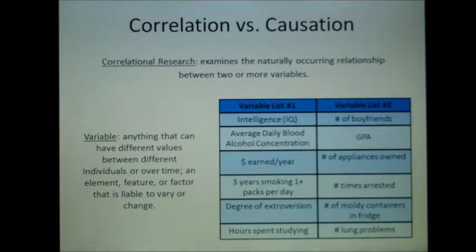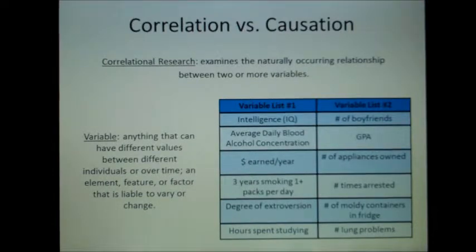And a variable is just anything that can have different values between different individuals, or maybe just over time: an element, feature, or factor that's liable to vary or change. And this can literally be anything. So you could look at the naturally existing relationship between SAT scores and GPA. What's the relationship between attendance to your psych class and how well you do on the exam? Hopefully, you would hope for a strong relationship.